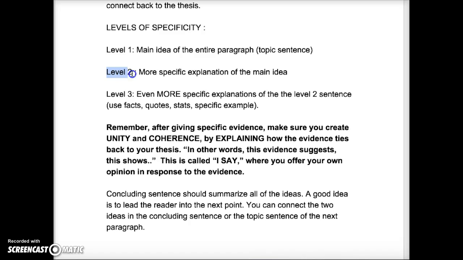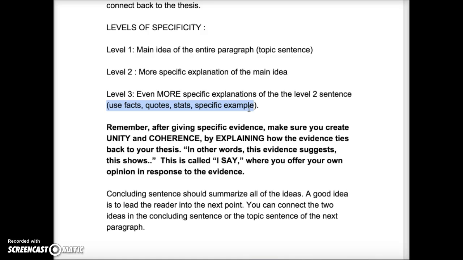The level 2 sentences are a little bit more of an explanation of this level 1 idea, and you're kind of telling the reader what you mean by this main idea, getting a little bit more detailed. But then your level 3 is very important. It's a more specific explanation of this level 2 sentence here. And this level 3 is usually demonstrated through facts, quotes, statistics, and very specific examples.